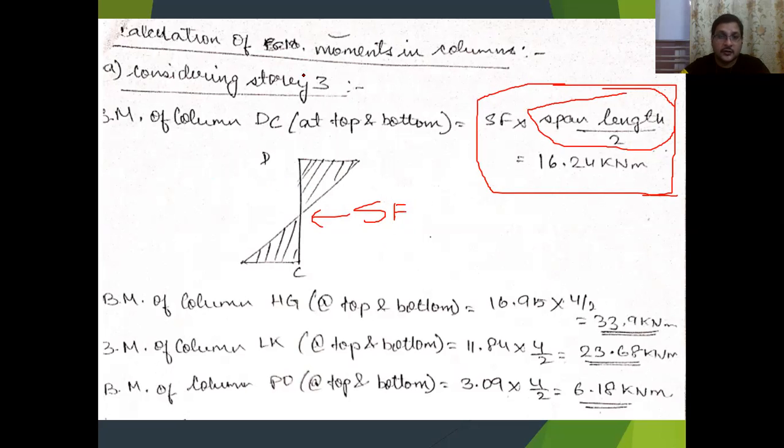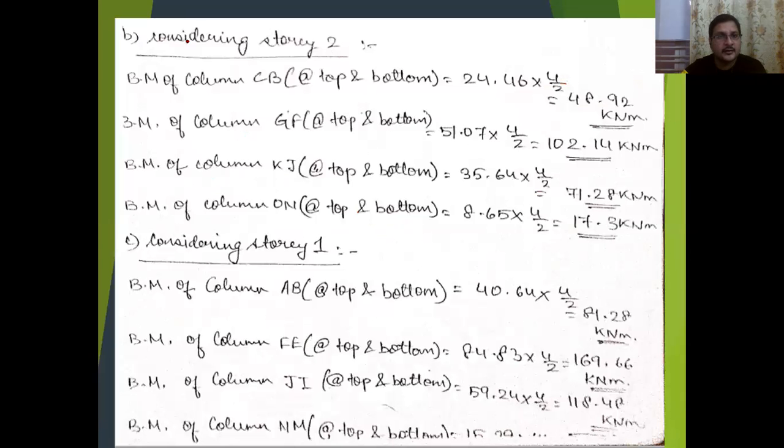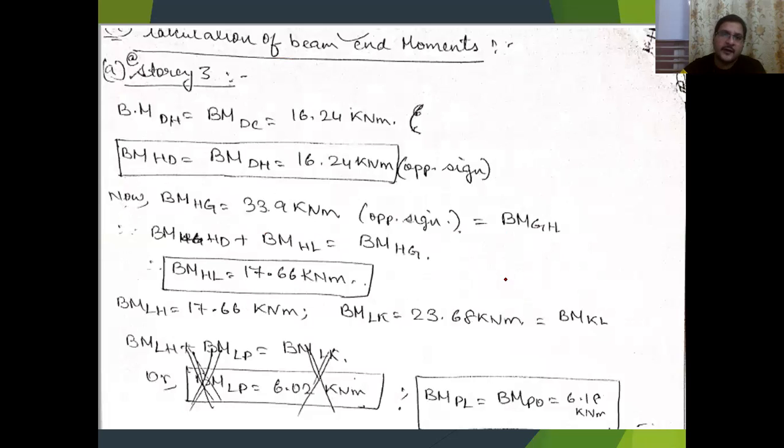Let us take story 3 first. Let me take story 3 for DC, HG, LK, and PO. For all the 4 different columns, we have found out the bending moment. Similarly, the bending moment of columns CB for the second story. For the first story, we have calculated all the bending moments. That is, the bending moment of a column will be shear force multiplied with the span length, that is the column height, divided by 2.